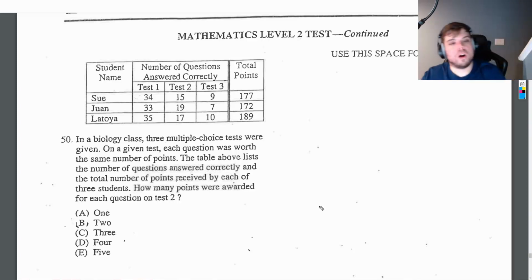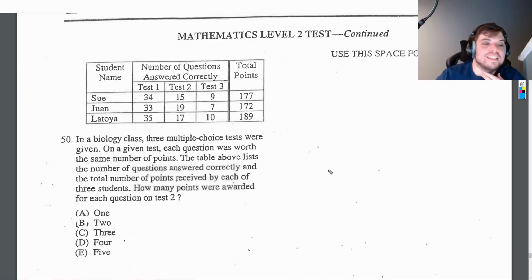I wonder, so all of the test questions were probably worth a positive integer number of points. So like for test 1, they were probably worth some positive integer number of points. Same with test 2 and test 3. If that's true, there's some linear combination of test 1, 2, and 3 that give 177, given 34, 15, and 9.